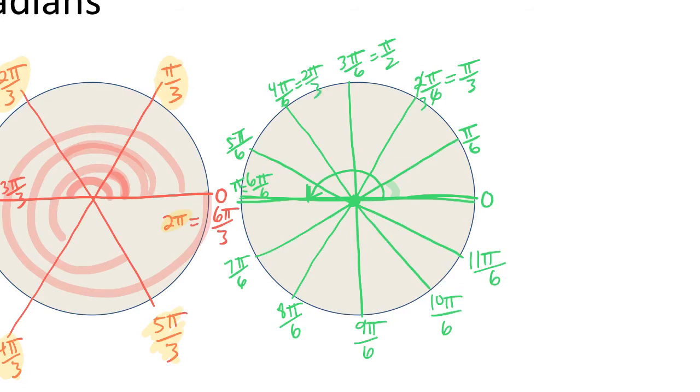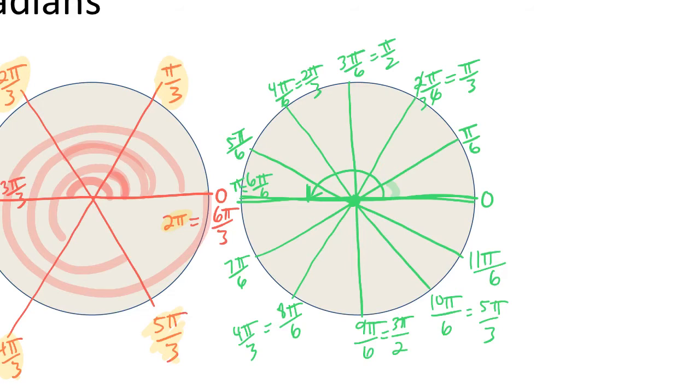5 pi by 6 can't be simplified, so that's one that we need to know. 6 pi by 6 is equal to pi. 7 pi by 6 can't be simplified. 8 pi by 6 can be, though. That's 4 pi over 3. 9 pi by 6 can totally be simplified to 3 pi by 2. 10 pi by 6 can be 5 pi by 3. And 11 pi by 6 can't be simplified because 11 is prime.